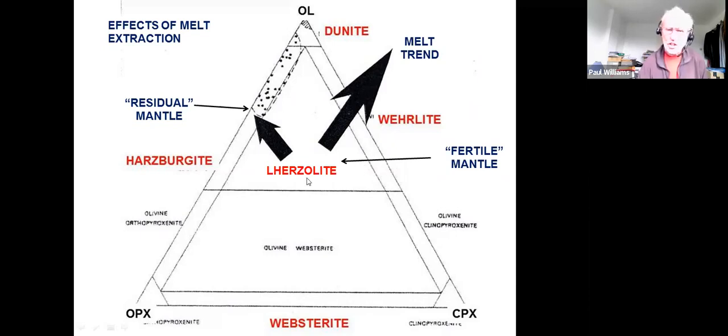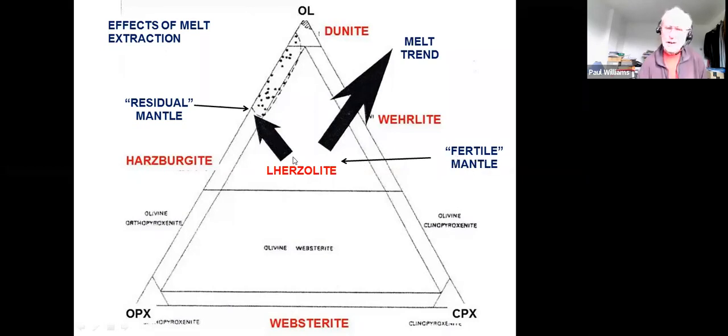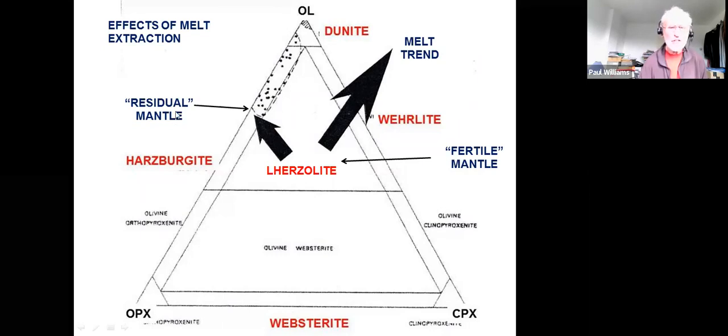Originally, we would have called this lherzolitic mantle fertile. That means it's capable of generating melts. Now, when we've taken a melt out of lherzolite, it becomes what we call residual. The other term we use is refractory, because it also increases its melting temperature because we've lost lower temperature melting components. So the residual mantle, or the refractory mantle, is what we call harzburgite. So whenever I'm talking about harzburgite, it is the residual mantle.